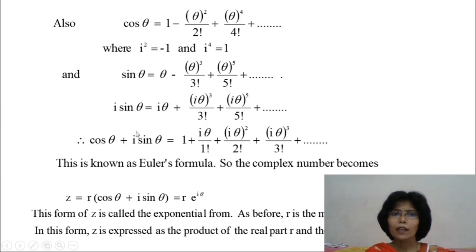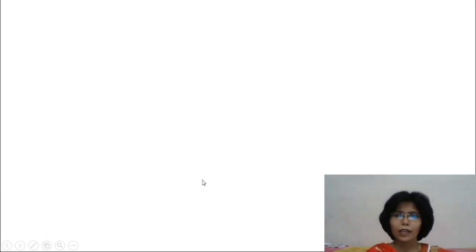This is known as Euler's formula, and so the complex number becomes z = r (cos theta + i sin theta), that is, r as it is, and cos theta + i sin theta is e^(i theta). This form of z is called the exponential form, and as before, r is the modulus and theta is the argument. In this form, z is expressed as the product of the real part, that is r, and the imaginary part e^(i theta).